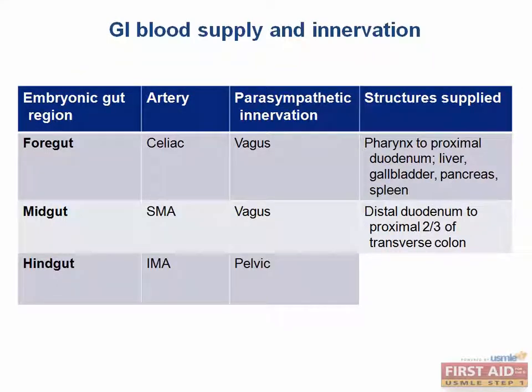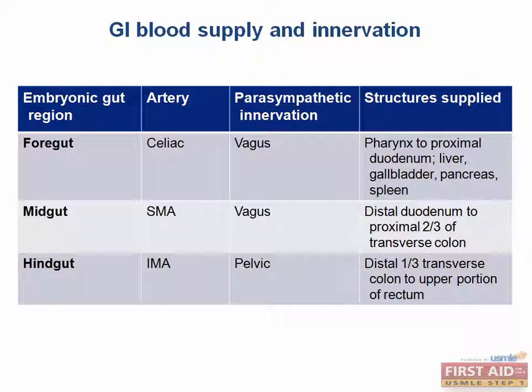The last section is the hindgut. What does the hindgut give rise to? It gives rise to the distal 1/3 of the transverse colon to the upper portion of the rectum. And it receives blood from the IMA and is innervated by the pelvic nerves.